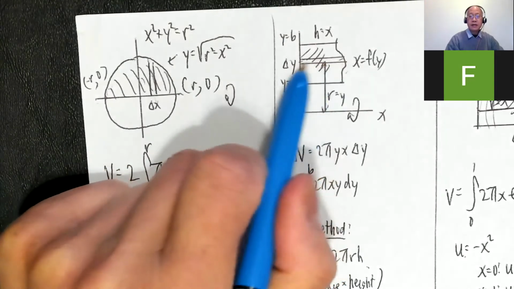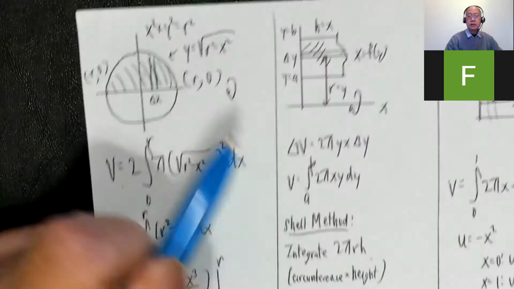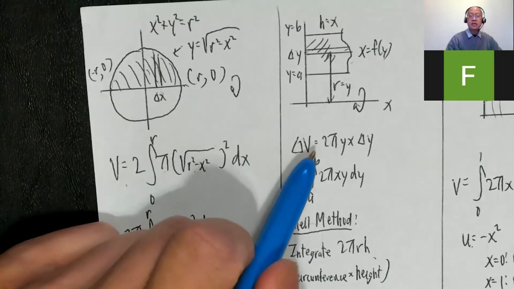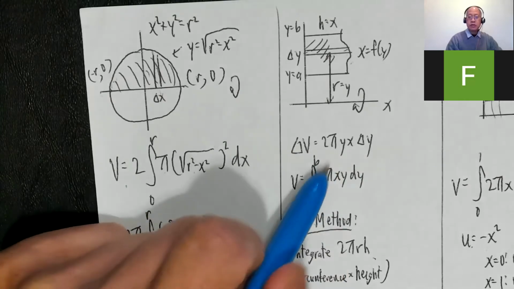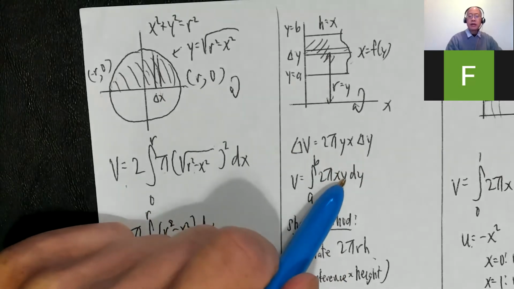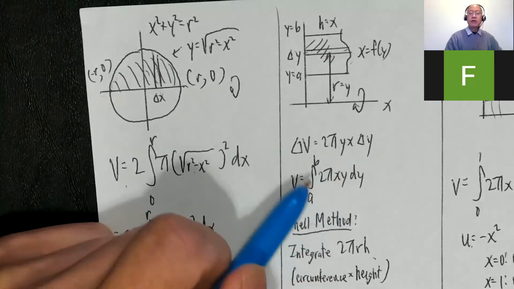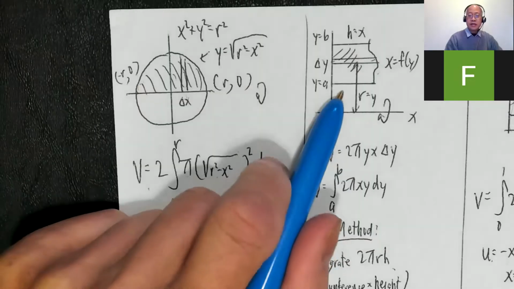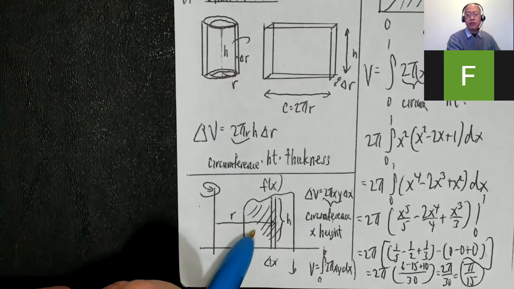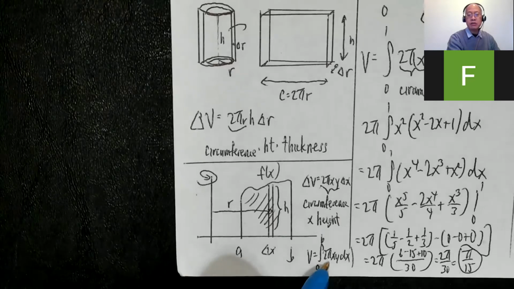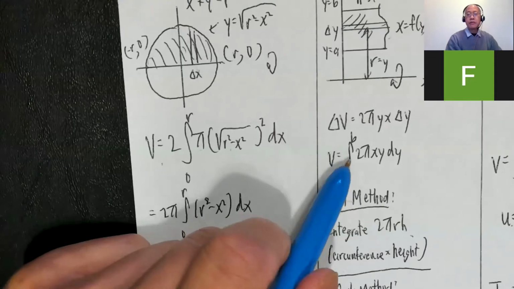Here's my height. That looks like it's going to be x. So my delta v in this case is 2 pi yx delta y, or switching around, 2 pi xy dy. Okay, so very fortunately, in these two quote unquote simple instances, it ends up being the same formula. You integrate 2 pi xy.